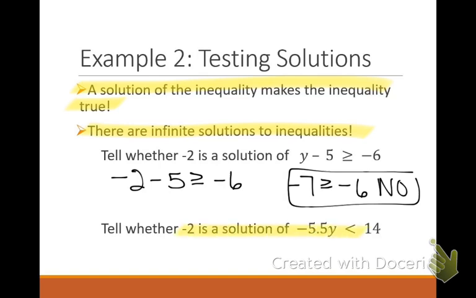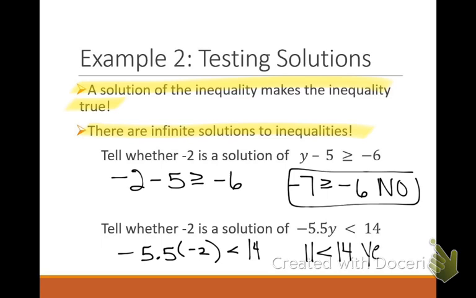I want you to test the second one. Is negative 2 a solution of negative 5.5y is less than 14? Plug it in, simplify it, and then tell me yes or no. Okay, negative 5.5 times negative 2. Did you multiply it? Is less than 14. Remember, a number and a variable together means multiplication. What's negative 5.5 times negative 2? Positive 11. Is it true that 11 is less than 14?